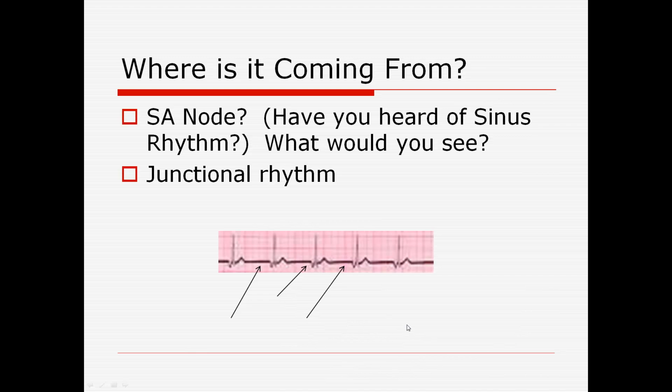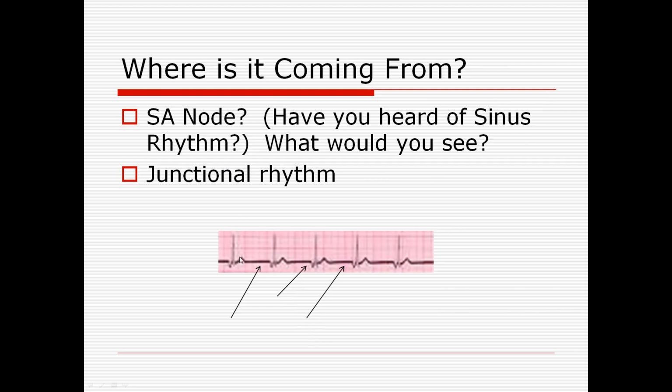So where is it coming from? Well, I mentioned that if it starts at the beginning, a sinus rhythm starts at the SA node, you should have a P wave. So here's something called a junctional rhythm. Notice we have a QRS and a T, QRST, QRST, QRST, but we don't have a P wave, which tells me something's wrong with my SA node. So I've got QRST with no P wave. This is not a normal sinus rhythm. Something's blocking that sinus rhythm to send out an impulse.